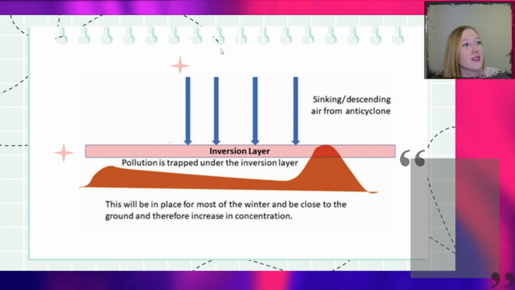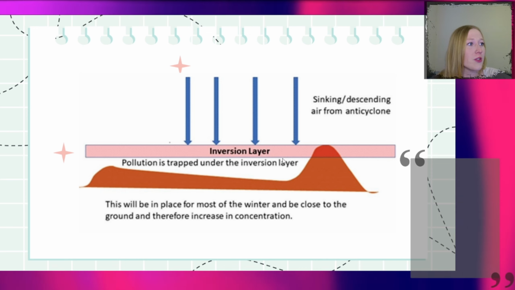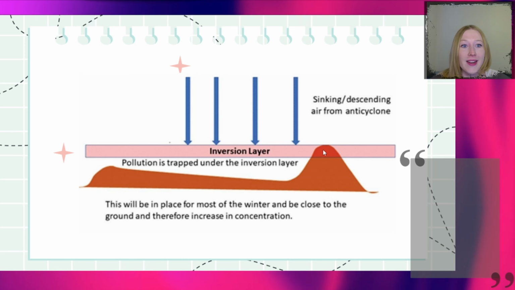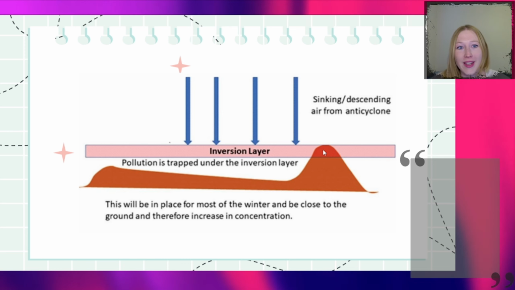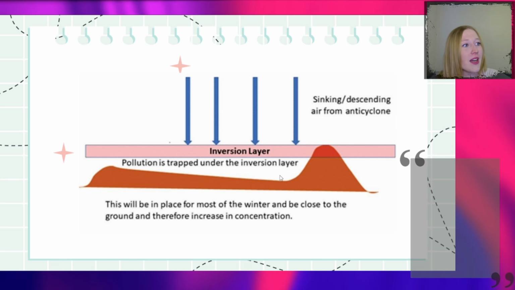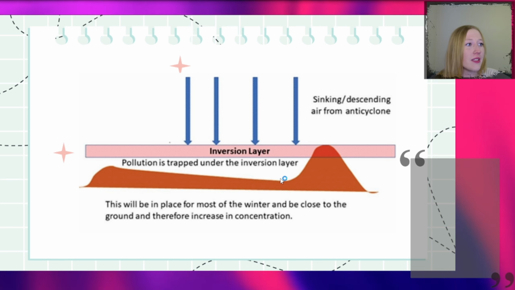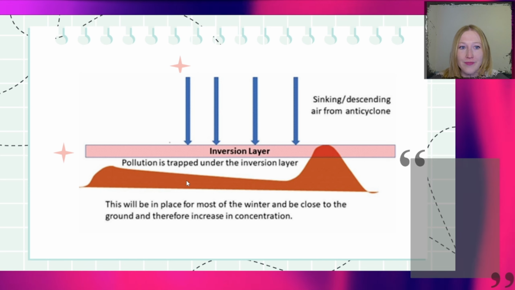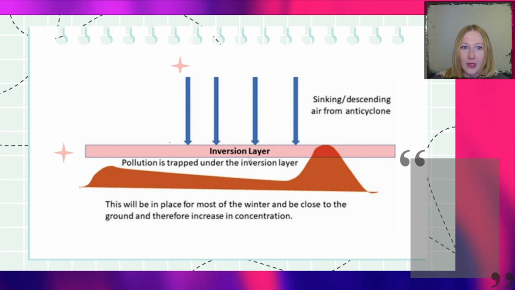The sinking air puts pressure over the land here and creates an inversion layer with the adiabatic heating, and all of the air underneath is trapped. All the pollutants, everything, can't go anywhere.